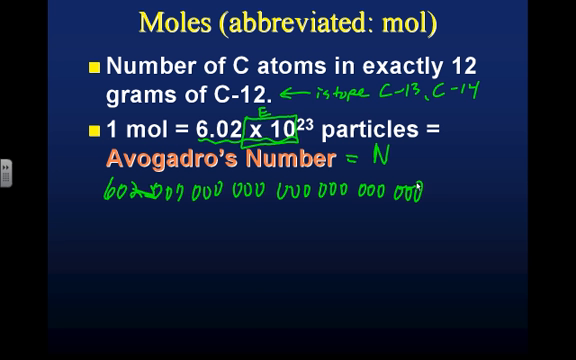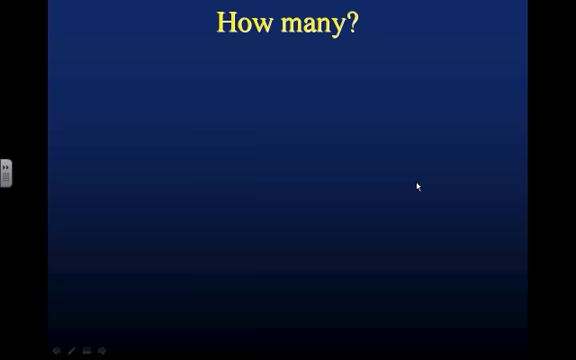Why is the number so big? Because the atom is so what? So small. So that's why we're using this number. Don't write this down. It's just to get your brain thinking the right way.